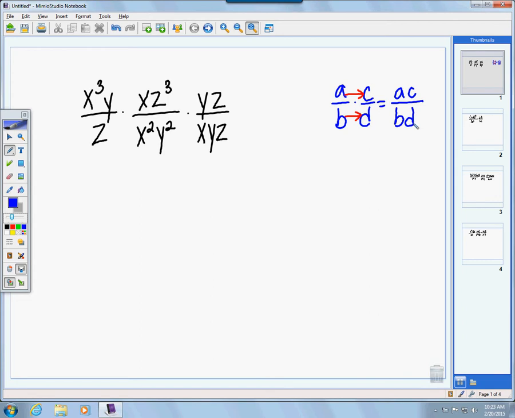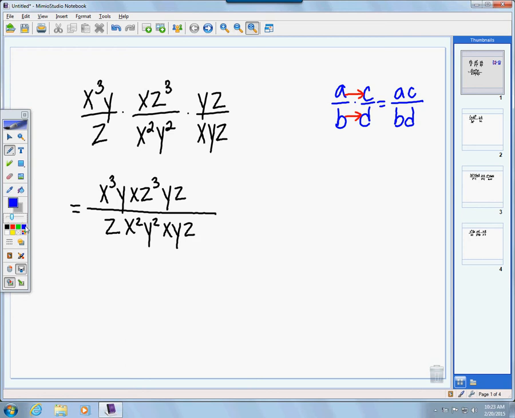So in this case, you can either start canceling right away, or you can write this all under one giant fraction, very similar to what I have noted in blue on the right-hand side of the screen. So I have x cubed times y times x times z cubed times y times z, all over z times x squared times y squared times x times y times z. If you notice, your variables are scattered everywhere. So I want to go ahead and clean those up.